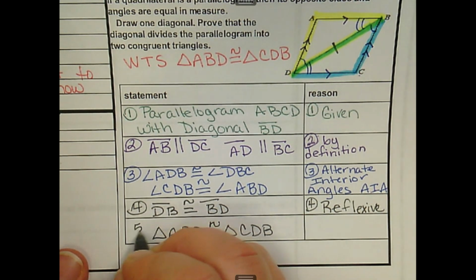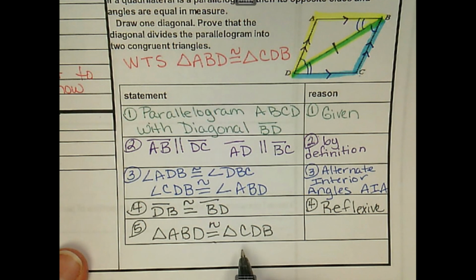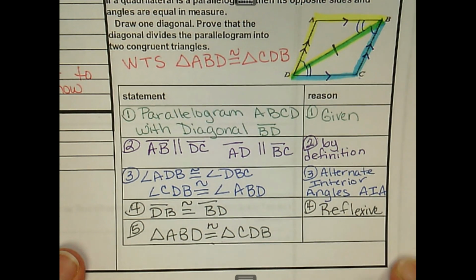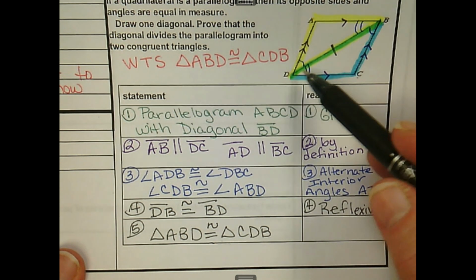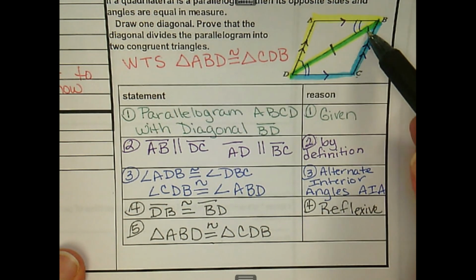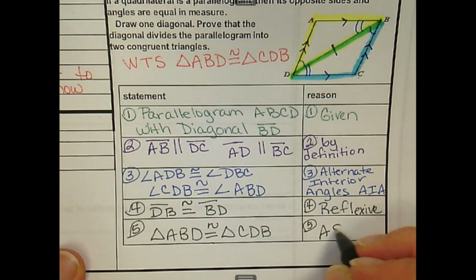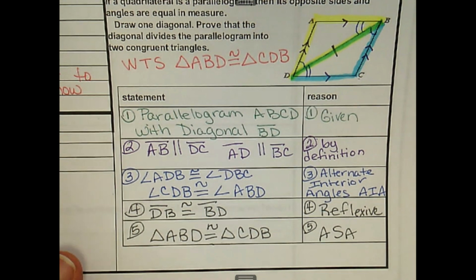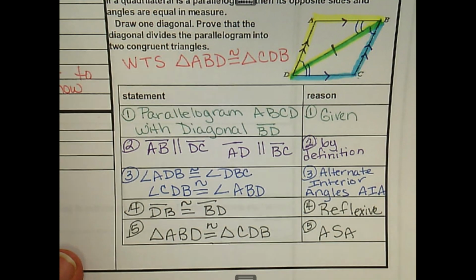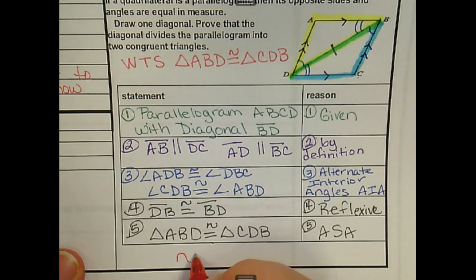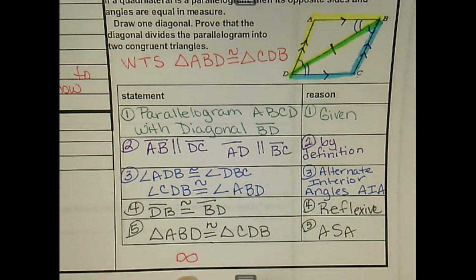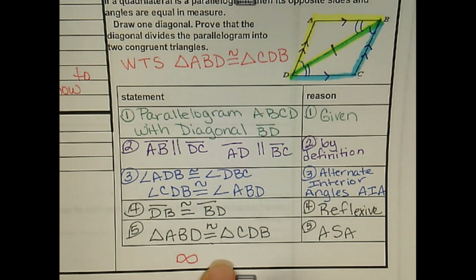And finally, I'm to the end. I know that the two triangles are congruent. I look back up here and I've got an angle, side, angle. Okay, I have proven what I wanted to prove. So I'm going to tell my reader I'm done. The infinity sign says I'm done. Look it over, see if you can find a way to argue me out of my statements, but I don't think so.